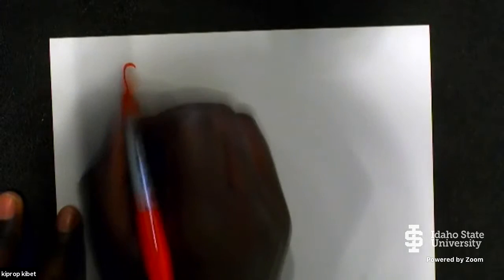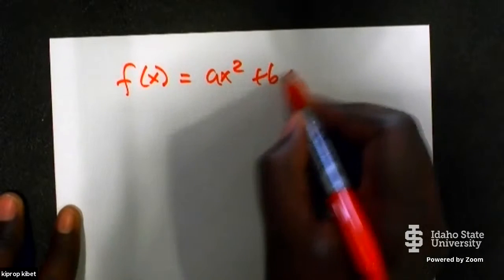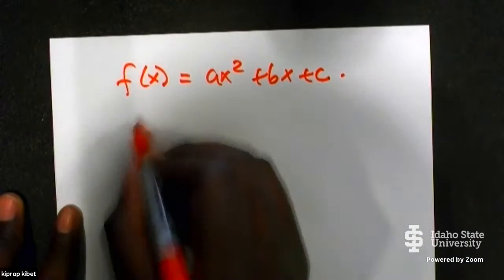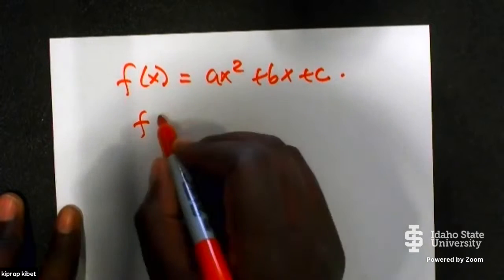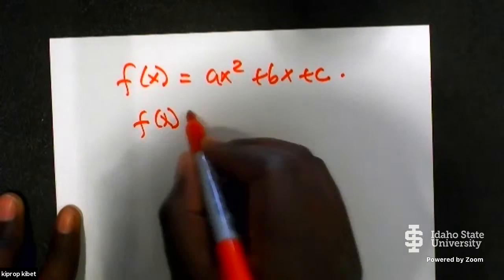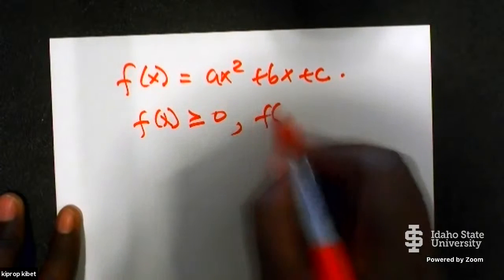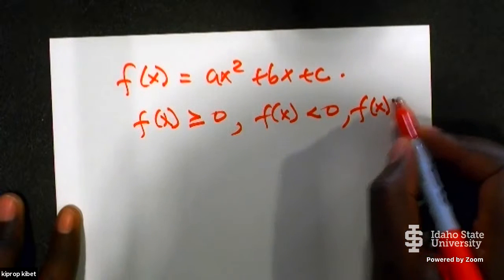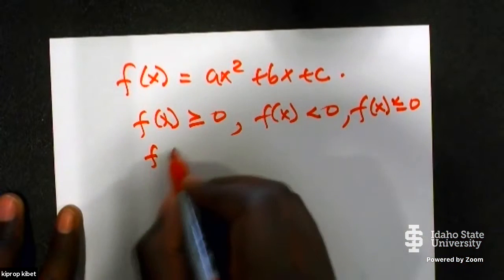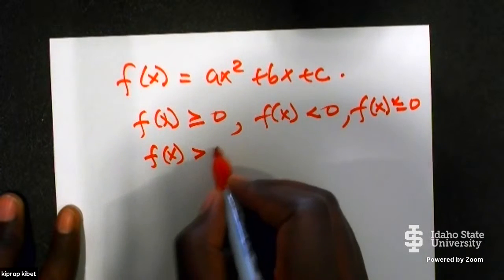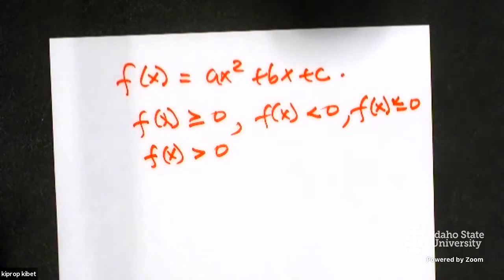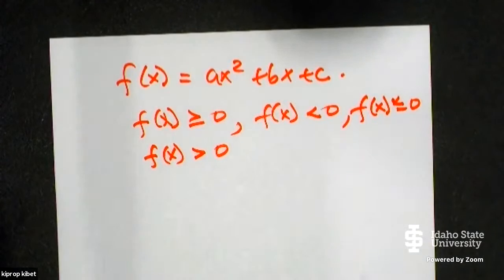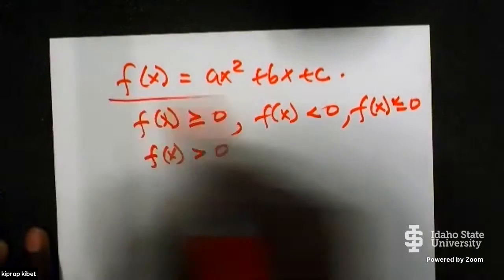So our graph is always like this: ax squared plus bx plus c. And the interval notations, the inequality is similar to this as well. Greater or equals to 0, f of x less than 0, f of x less or equals to 0, or f of x greater than 0. It is similar. Now, the graph of the quadratic function, f of x, this is always a parabola, okay?